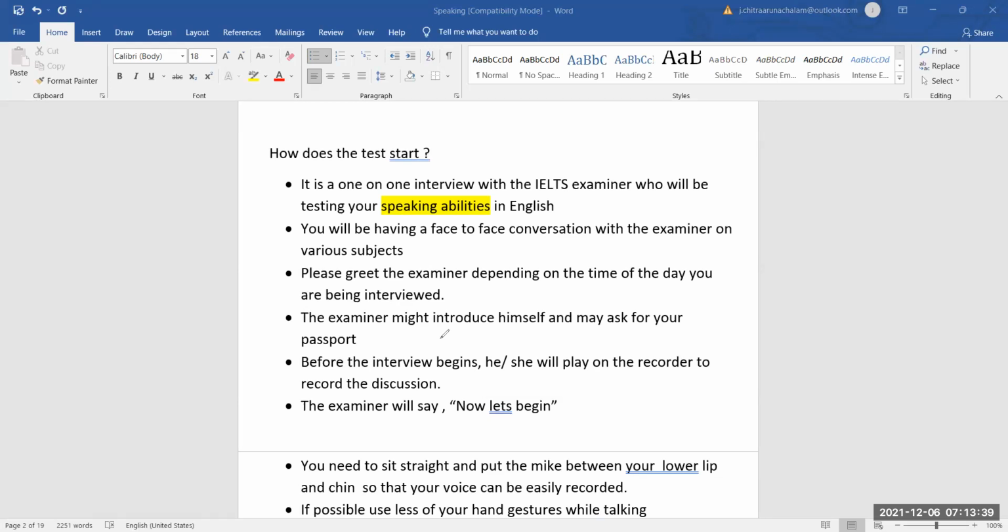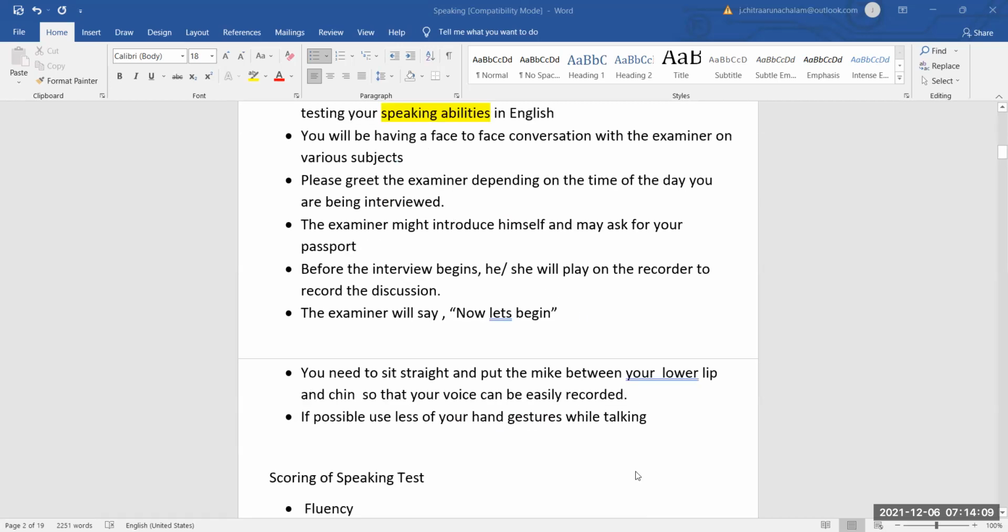The examiner might sometimes introduce himself or herself and may ask for your credentials like your passport. After that, they say, now let's begin, or shall we begin? Before they say this, they switch on the recorder to record the discussion. This will be helpful for you for re-evaluation. You have to place your mic perfectly, because the entire thing is recorded and pronunciation is very important. Only then will everything be recorded perfectly.